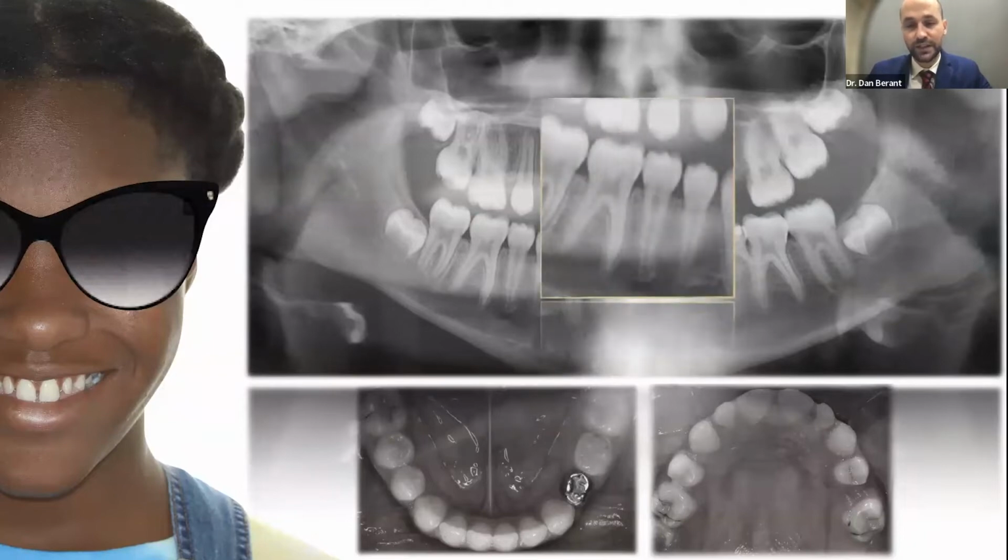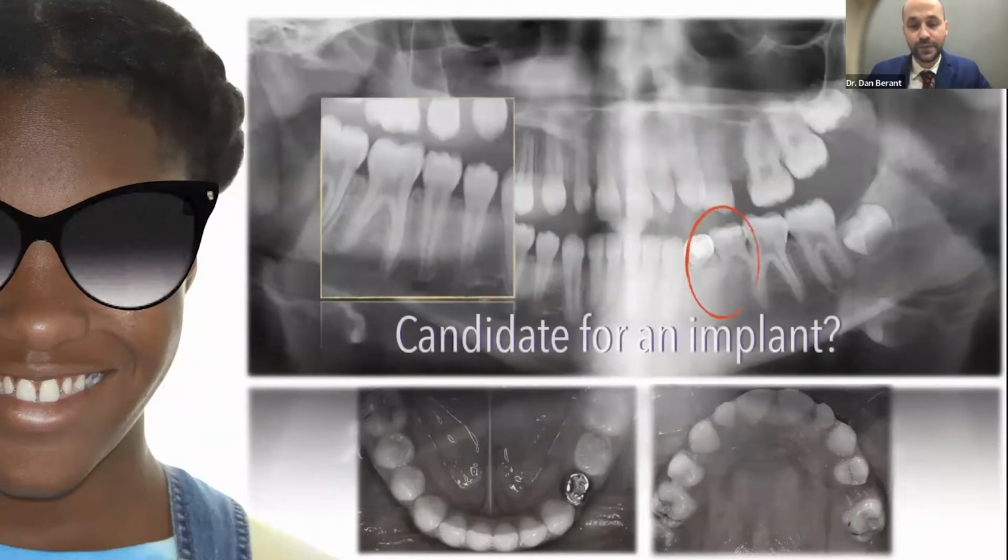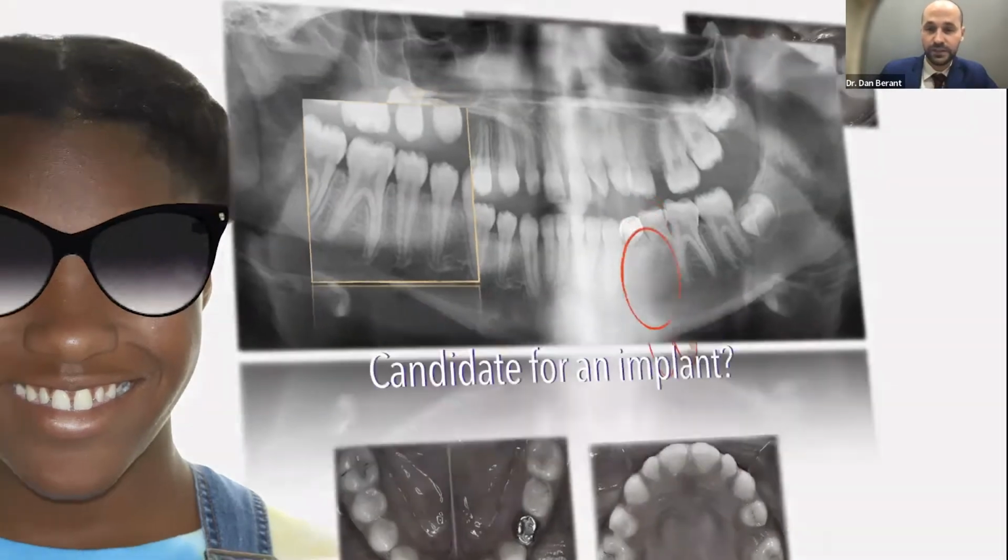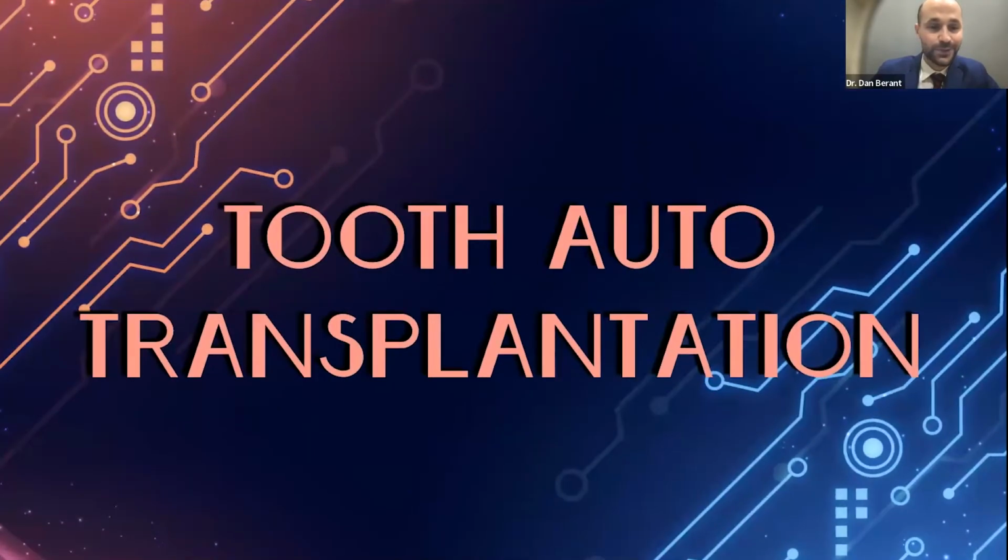And so when we take a closer look at the lower right and the lower left, knowing that she was diagnosed by her general dentist to have those baby teeth extracted due to recurrent caries, you have to ask yourself, at the age of 11, what are we able to provide this patient to maintain that space? Because most certainly she's not a candidate for an implant placement at this point in her growth and development. And so it's my great pleasure to talk to you about something that's very dear to me, auto tooth transplantation.